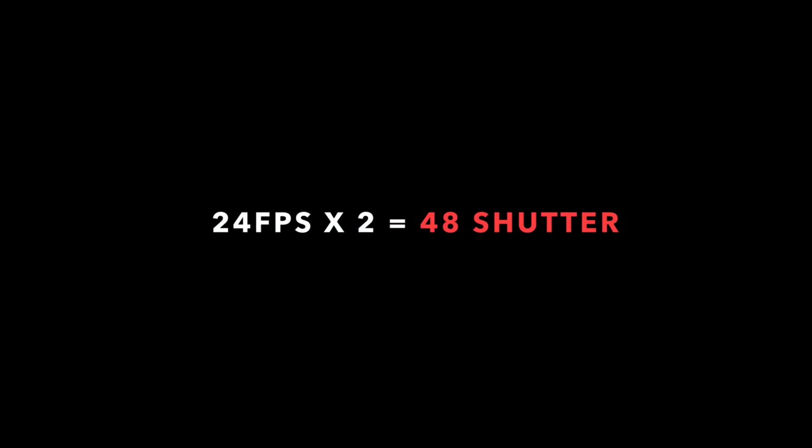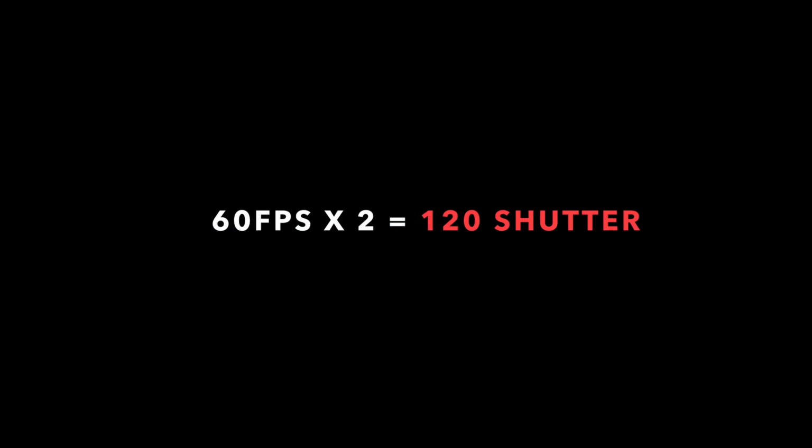And when it comes to shutter speed, you want to make sure your shutter speed is double of whatever your frame rate is. So if your frame rate is 24, your shutter should be 48. If your frame rate is 60, your shutter should be 120.